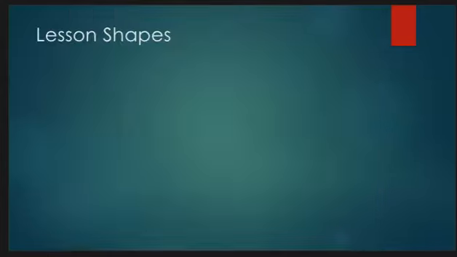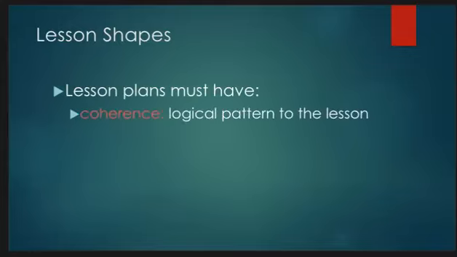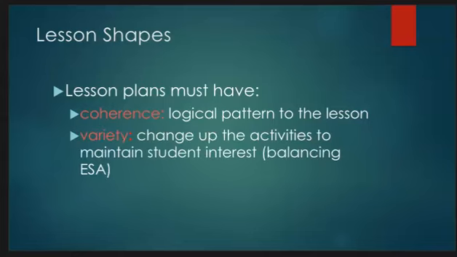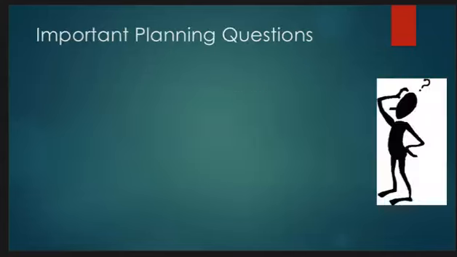Well, when we think about the shape of our lesson planning, lessons need to have coherence. There should be a logical pattern to the lesson. There should be a connection between the activities. There should also be variety. We need to really be changing up the activities that we're doing in order to maintain student interest. And if we're balancing those aspects of engage, study, and activate, it becomes easier to ensure that there is a variety of activities in our lesson planning.